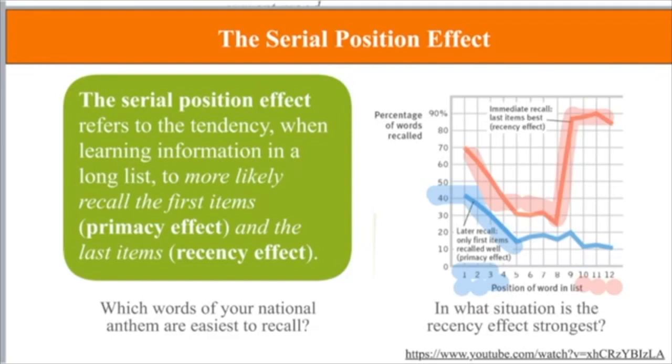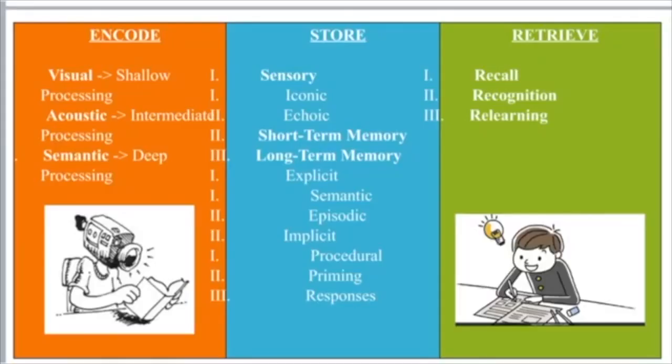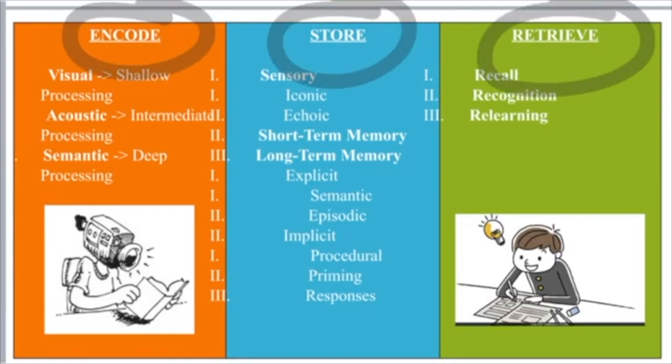Like I said, we're going to watch just a quick video about the primacy effect, and then we're going to shift our attention to forgetting. So we have covered each of these: encoding, storage, and retrieval. These are the stages of memory. And we are going to watch that serial position effect, the primacy effect video, and then shift to our understanding of forgetting.